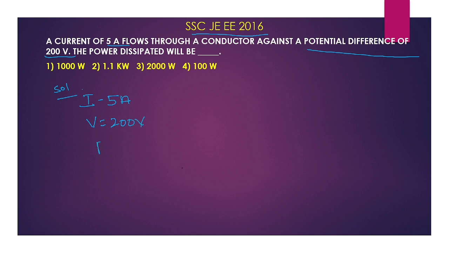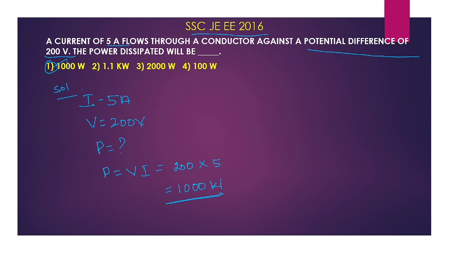We are asking how much power will be dissipated by the conductor. Since it is a direct question, we have the formula P is equal to VI. If we substitute the values, 200 into 5, we get 1000 watts. So the answer is option A, option 1, 1000 watts.